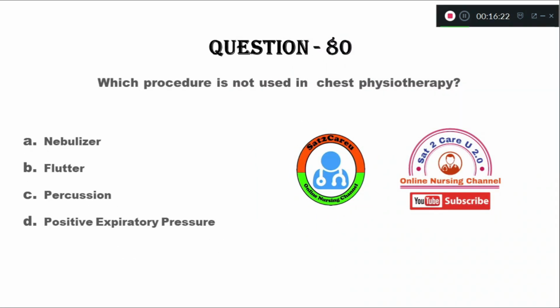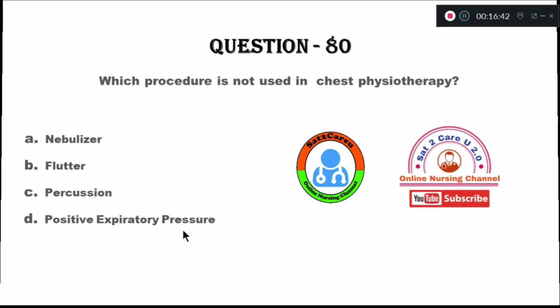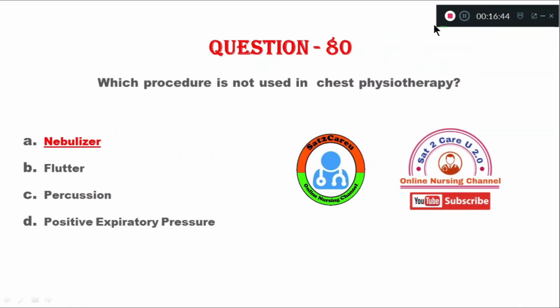Question number 80. Which procedure is not used in chest physiotherapy? Option A, nebulizer. B, flutter. C, percussion. D, positive expiratory pressure. So the procedure which is not used in chest physiotherapy is option A, nebulizer.